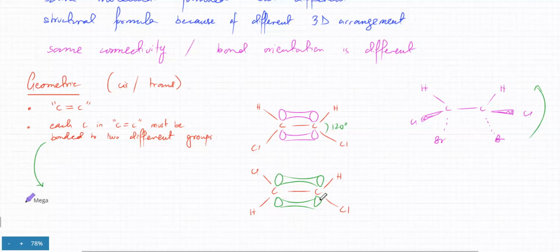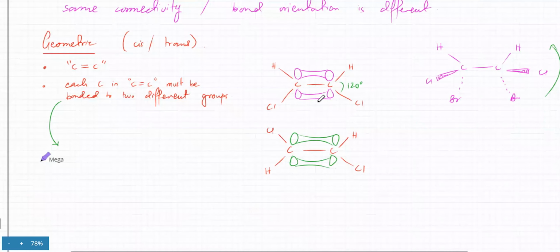They have the same connectivity, which is that this carbon is attached to an H and a Cl. This carbon is also attached to an H and a Cl, except that they are pointing in different directions. So the three-dimensional shape of the molecule is different. Remember, these two are not related to each other. They're completely different things. If you write the structural formula of the molecule, that would come out to be the same. This is CHCl double bond CHCl. Both of them have the same structural formula as well. Unless you draw the three-dimensional formula, which is the one that's different for the two molecules.